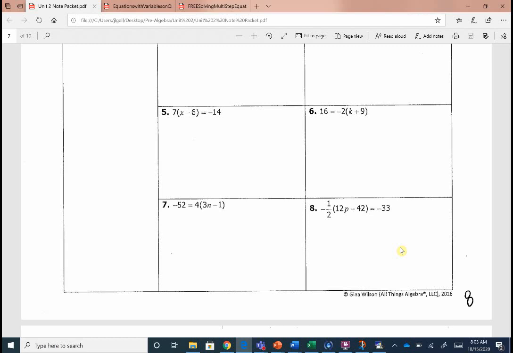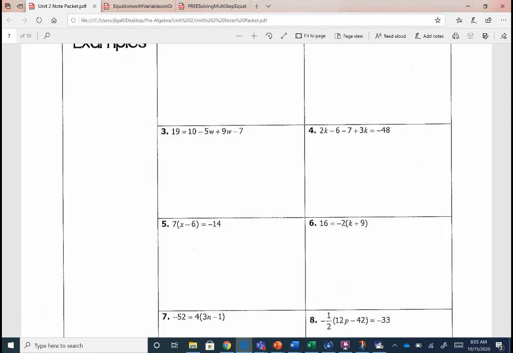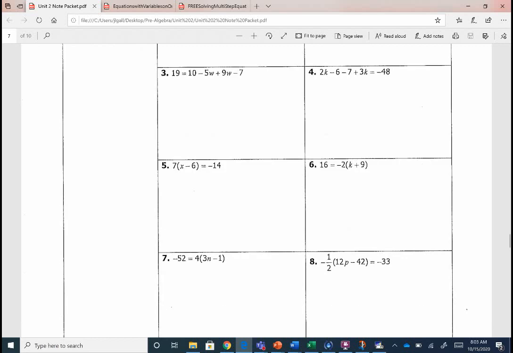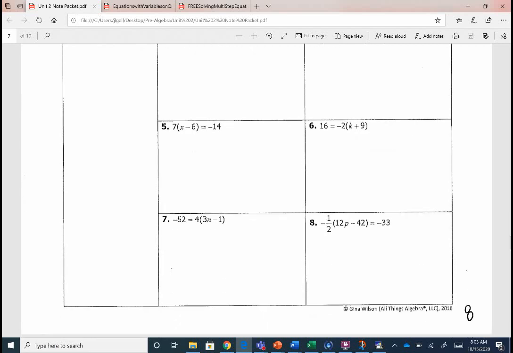All right, guys. So again, open your notes packet. We're looking at page 8. We already did numbers 1 through 4 the other day. Now we're going to take things to that next level. One more step up.